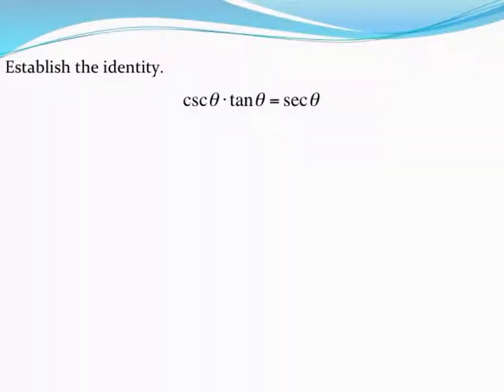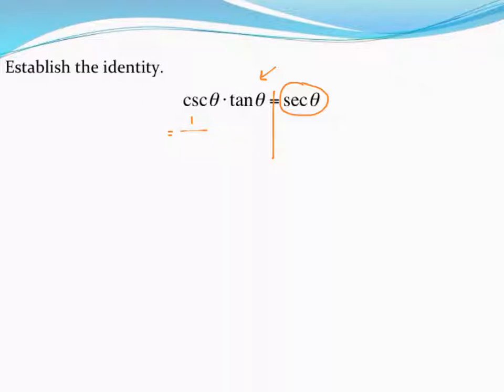To establish this trig identity, I think I'm going to try to rewrite everything in terms of sine and cosine. And so I'm going to mess with the side that's more complicated to try to end up with this. So I'm not going to touch the secant of theta. I'm just going to try to work my way to get there. So let's begin. Like I said, I'm just going to suggest we rewrite things with sine and cosine and see what happens.